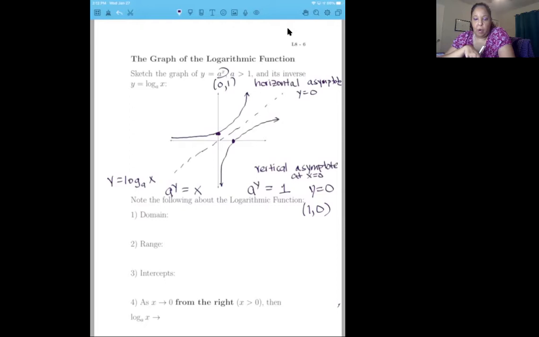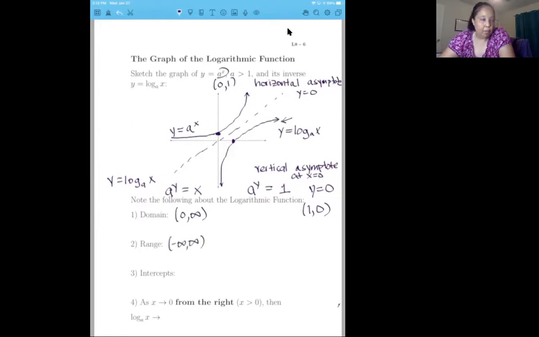So now let's talk about the domain and range and intercepts of my logarithmic function. Remember, this is my function y equals a to the x. This is my function y equals log base a of x. So the domain: I have a vertical asymptote at 0, so x can't equal 0, but it can be everything bigger. So the domain is 0 to infinity. Now my range is going to be all real numbers, right? My lowest y value goes off to negative infinity, my highest y value goes off to positive infinity. So negative infinity to infinity.